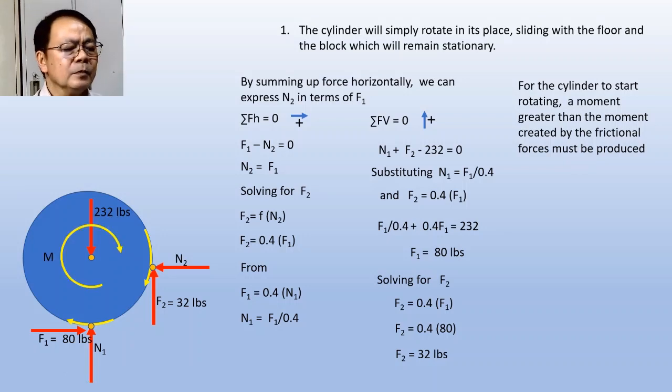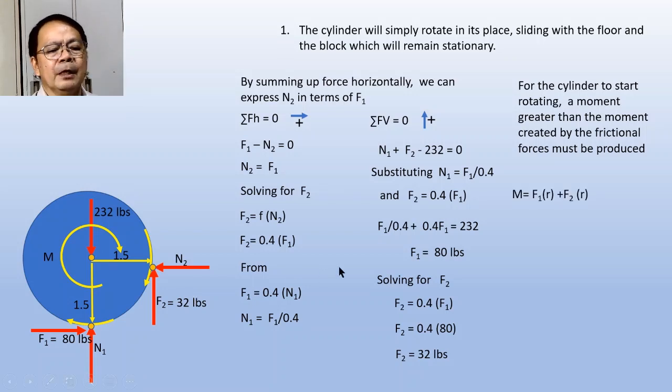And therefore, this moment must be producing a greater moment than the moment produced by f1 and f sub 2 here. Now, but f sub 1 and f sub 2 have a moment arm equal to the radius of the cylinder, which is equal to 1.5. Similarly, ganun din ang moment arm itong f sub 2 about this axis of rotation, and that is also equal to 1.5 feet. Now, what will be the moment produced by f sub 1 and f sub 2? Which shall be greater, no? So, the moment produced must be f sub 1 multiplied by r plus f sub 2 multiplied by r.